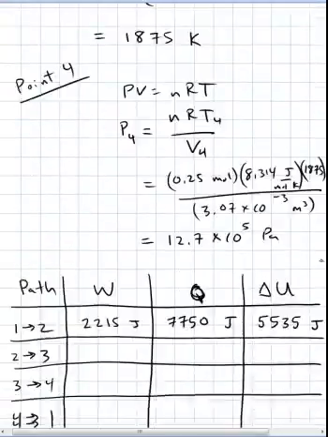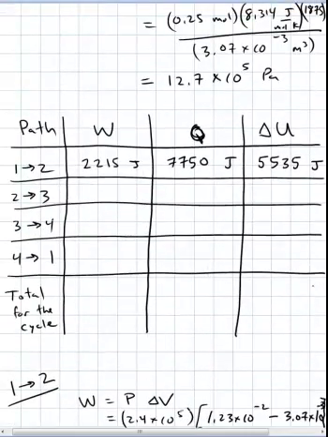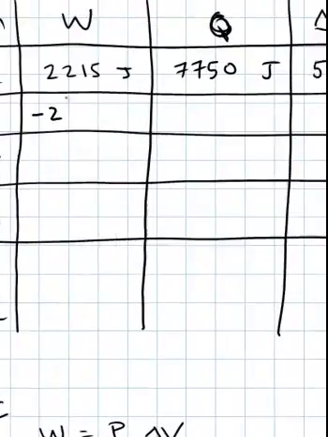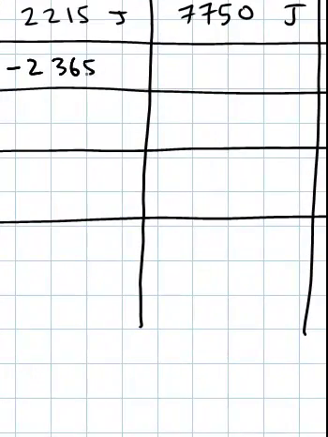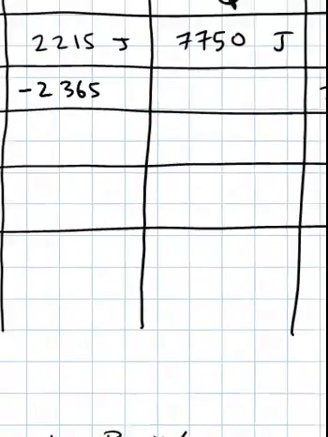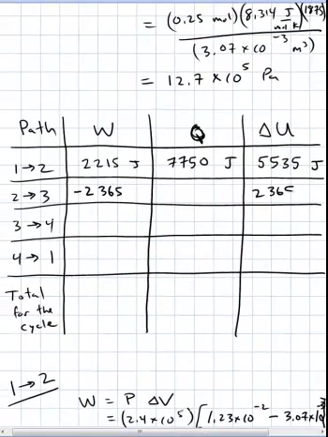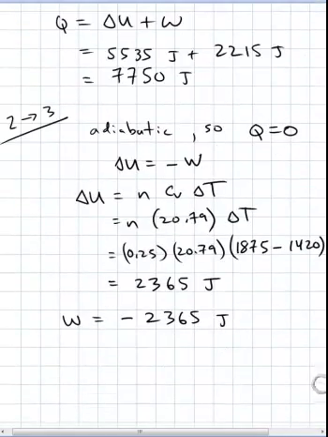So let me go back and plug in those numbers. The work done, negative 2,365. Delta U, positive 2,365 joules. And 0 for the heat added to the system.